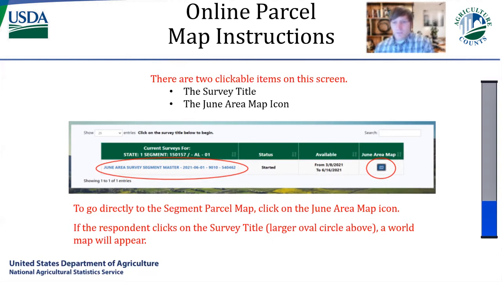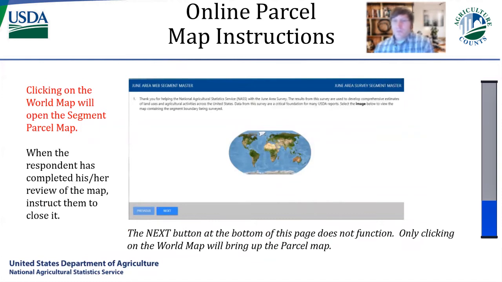A world map will appear. When the world map appears, the respondent will open the segment parcel map by clicking anywhere on the world map. Be aware that the next button at the bottom of the page does not work. So to open the segment parcel map, the respondent must click on the world map. When the respondent has completed his or her review of the map, please instruct them to close it.